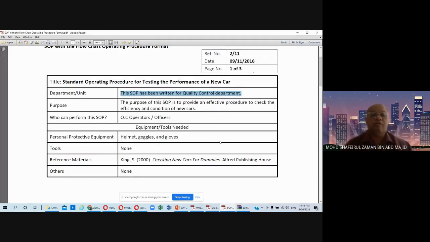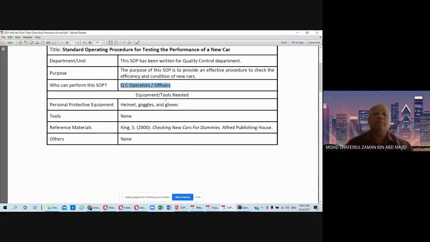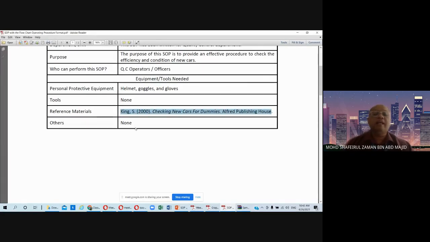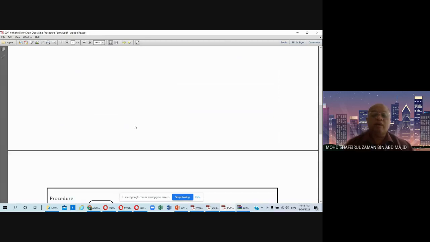This one is for the flowchart operating procedure. So what is the purpose? It is stated here. Who can perform this? QC operators or officers. Then equipment or tools needed: PPE, tools, none. Reference material: this is the reference. And for others, you can put none if it is not stated there or if you cannot find any information related to it. Let's scroll down a bit.